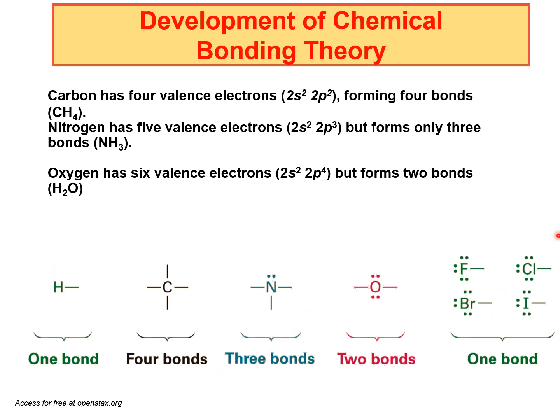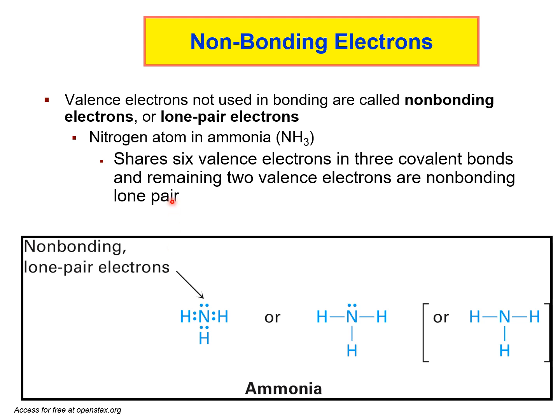This is very important. I would like you to know how many bonds each of these atoms form in their neutral state. That means if the compound is not charged, if it is not an ion, how many bonds each of these elements can form in their neutral state. Again, as I talked before, the valence electrons which are not used in bonding are called non-bonding or lone pair of electrons.